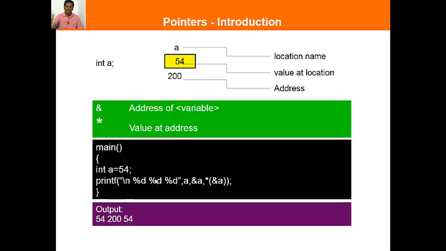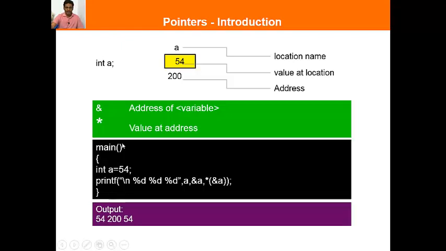In the previous example, we put a star at the time of declaration, so that represents the pointer variable. If we put star between two variables or constants, it is a multiplication. So based on the location, the meaning will change.